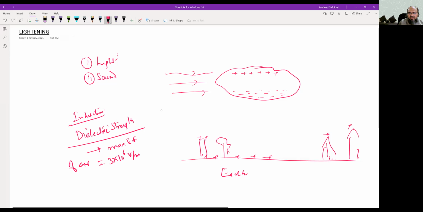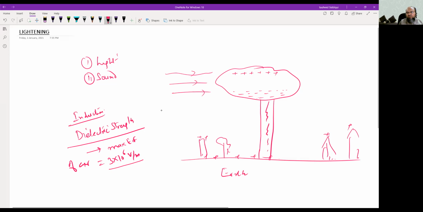On account of charge buildup, when the potential difference reaches a certain value that makes the electric field between the cloud and the earth 3 into 10 to the power 6 volt per meter, then air breaks down. Air breaks down means that it becomes conducting. Therefore, a channel is created between the earth and the cloud. Through this channel, the charges flow from the cloud to the earth or earth to the cloud. This is known as lightning.